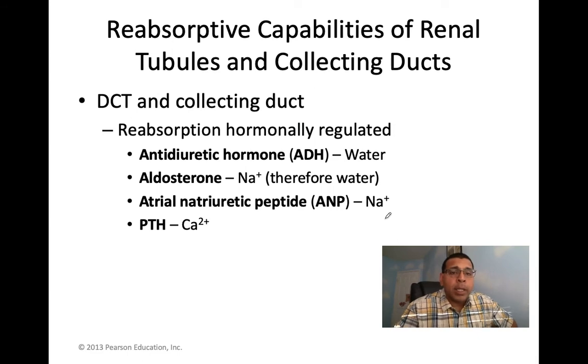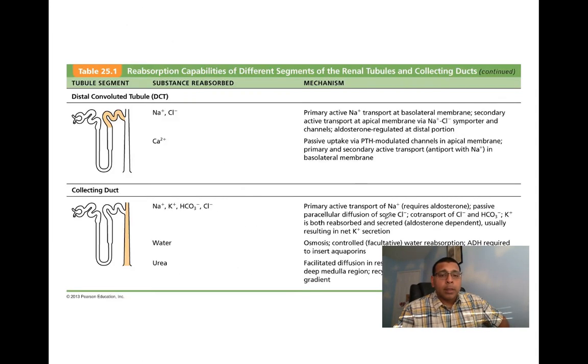Reabsorption in the DCT and the collecting duct. We can see here sodium and chloride, primary active transport, right? Primary active sodium transport at the basolateral membrane, secondary active transport at the apical membrane via sodium chloride symporters and channels. Aldosterone regulated at the distal portion. Big Al comes into here, so you've got to come back and remember all of that. Calcium, passive uptake via PTH modulated channels.